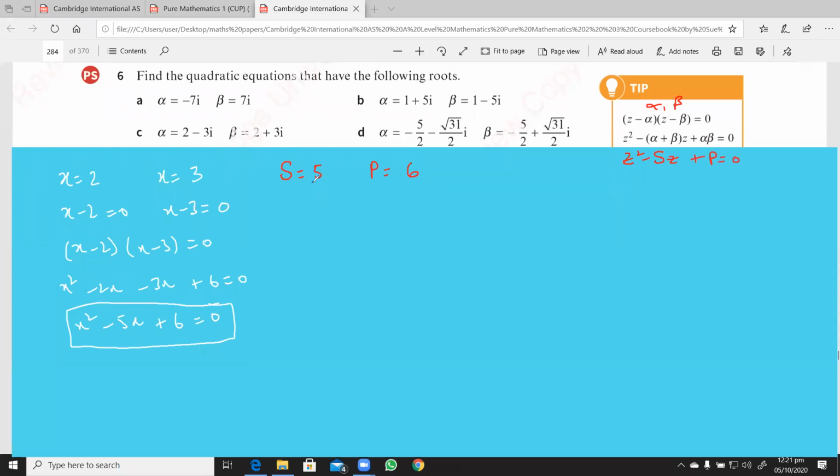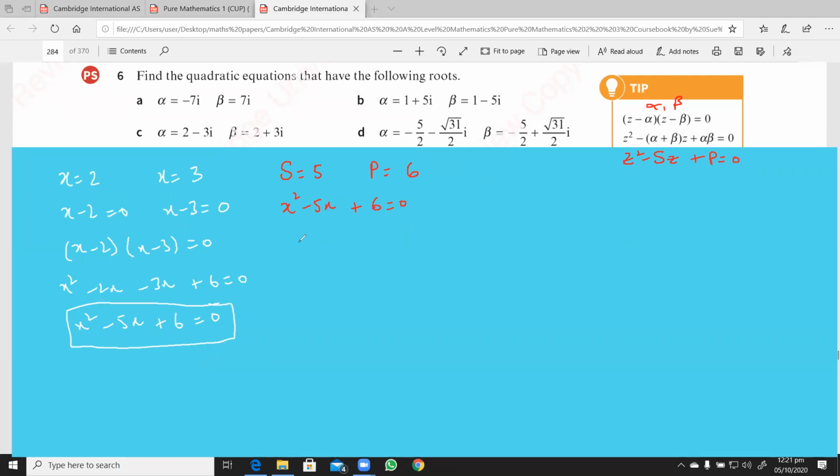Now you see that you can find this so quickly. Like if you have to find the same equation, that would be x squared minus 5x, that is the sum, plus the product, which is going to be equal to 6. So within 5 seconds, you can write the equation once you're given the roots of that equation. Now this thing becomes even harder when you're given the complex roots of a quadratic equation.